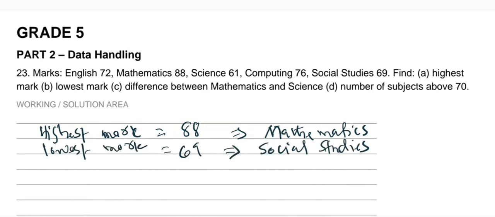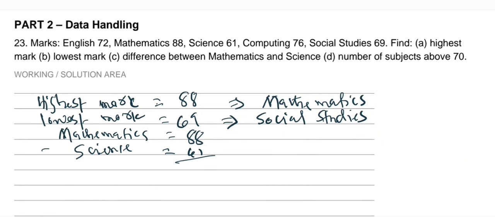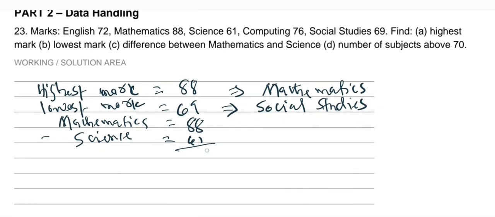So the difference between mathematics and science. So mathematics, 88, and science, 61. When you subtract, you get 8 minus 1 is 7, 8 minus 6 is 2. So this is the difference. Do you understand? Okay.